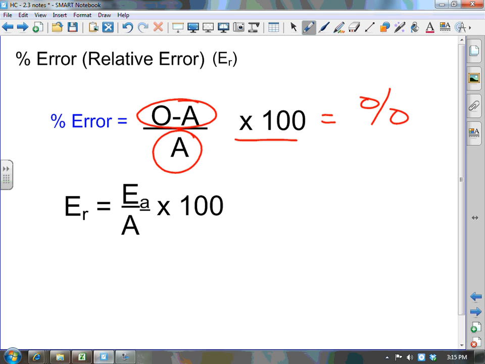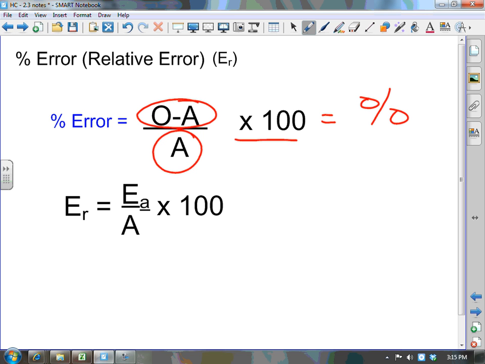Again, a negative percent tells us our measurement was below the accepted. A positive percent tells us our measurement was above the accepted value. This is the only one calculation that's in the book. And they have it set up a little differently. This is the easiest way to remember it, and this is the best way to remember it.